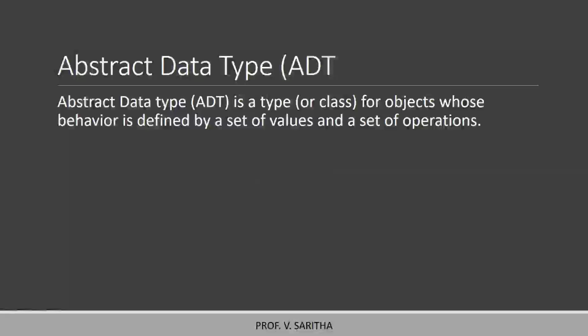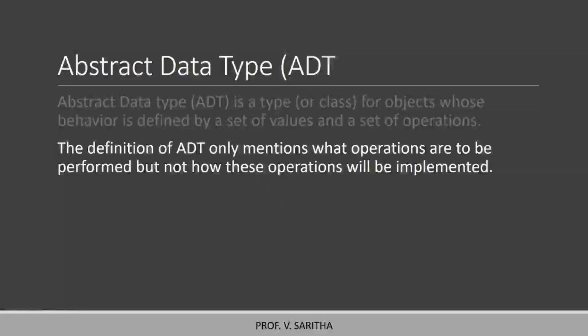operations. So here, if you observe the concept of object-oriented programming, a class will be having the data members and the member functions. Similarly, the abstract data type also will be having set of values and set of operations. Normally, in the abstract data type, only the operations we are going to perform will be specified, but the procedure, that is how the operations are going to be performed, the implementation details, will not be given.